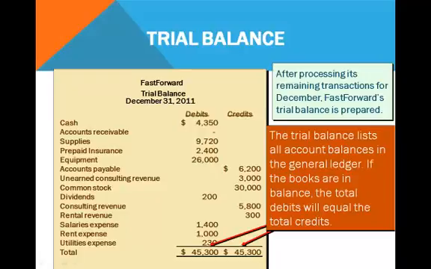Notice that the total of all the debit account balances must equal all our credit account balances. If this is not the case, we may have made an error in posting the journal entry into the ledger. We cannot prepare the financial statements until the books are in balance as determined by the trial balance. So you can see here, our trial balance is balanced.